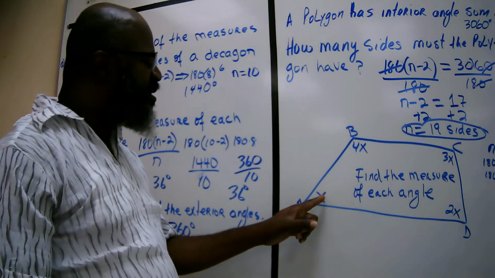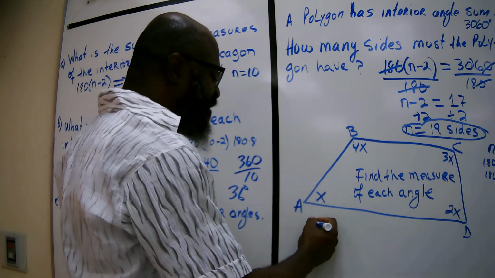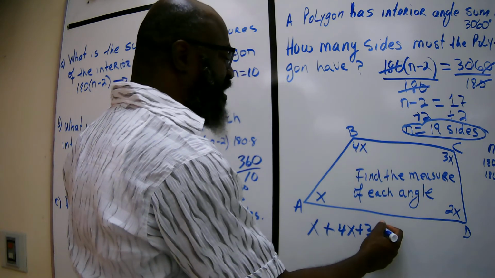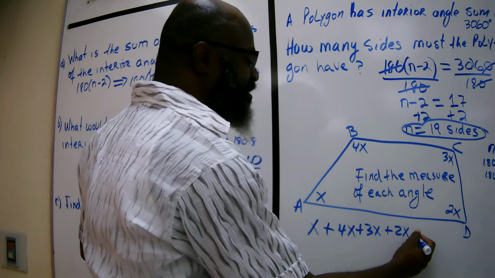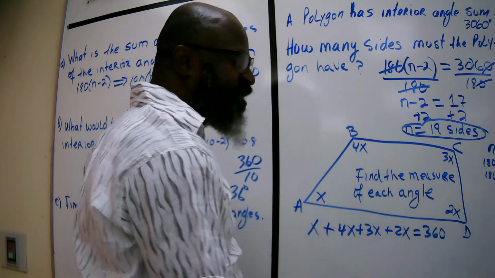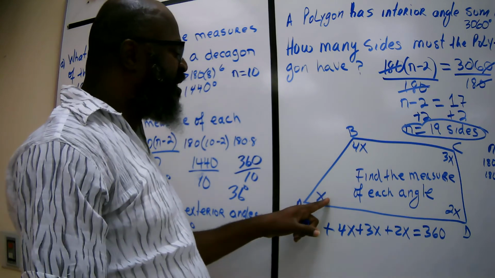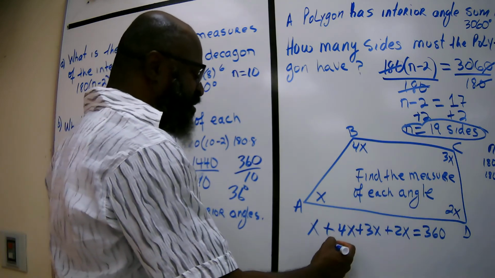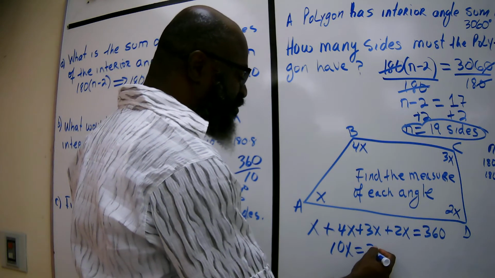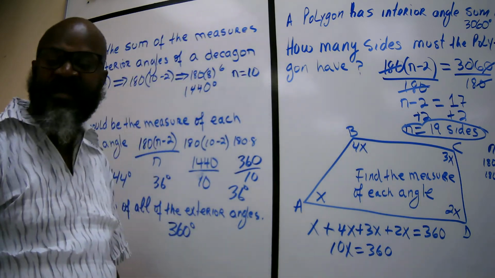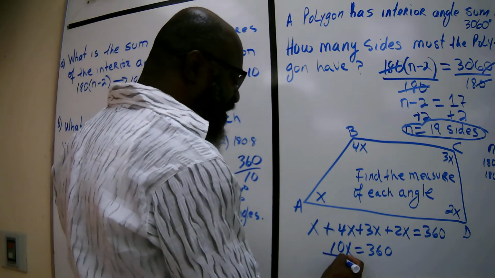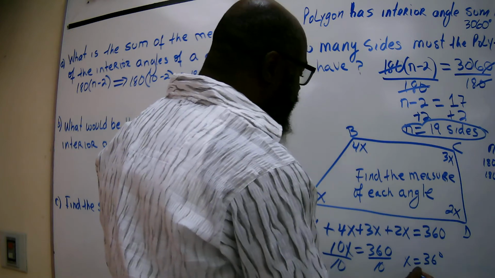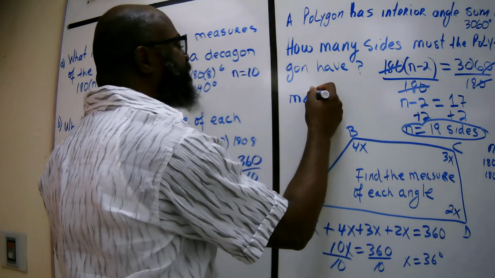So I know that angle A is x, then I will have x plus angle B, 4x, plus angle C, 3x, plus angle D, 2x is equal to 360. Alright, now I have to combine like terms. 4x plus x is 5x, plus 3x is 8x, plus 2x is 10x. So I will have 10x is equal to 360. In this case, I can find x by dividing by 10. x is 36 degrees. So the measure of angle A is 36 degrees.